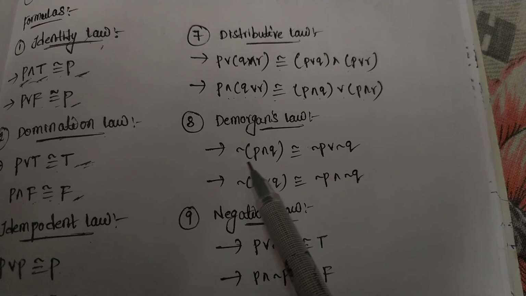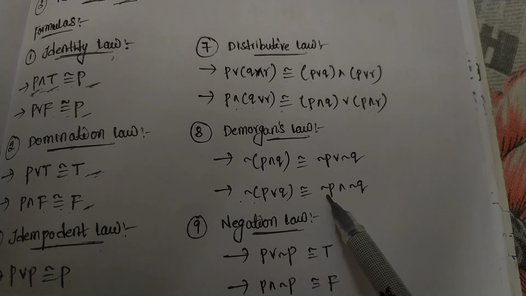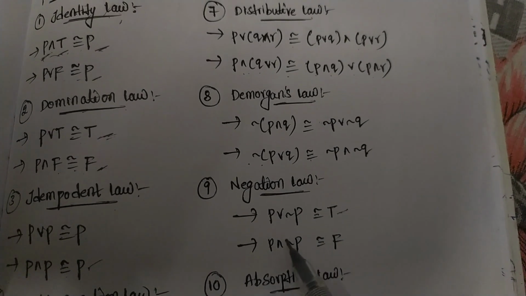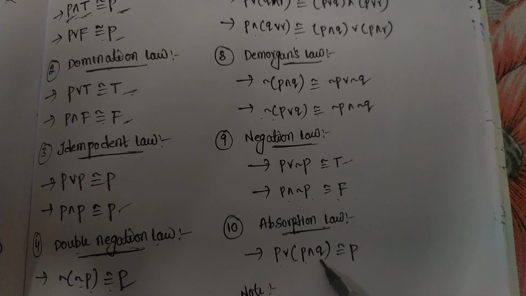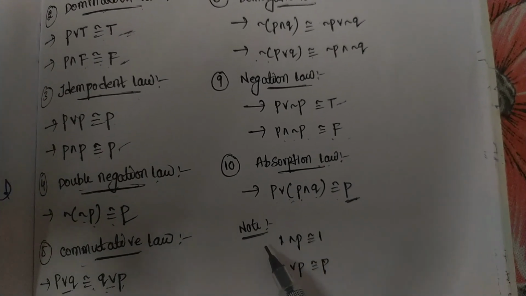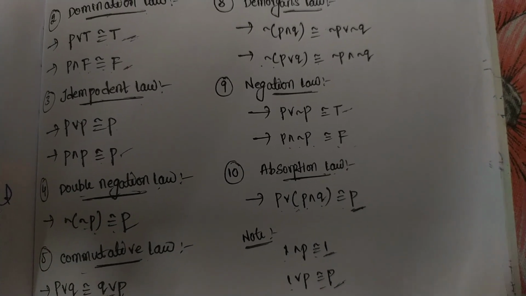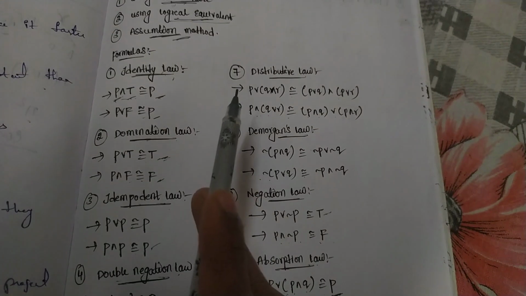The eighth one is De Morgan's law. That is, the first one is negation of (P and Q) is equivalent to negation P or negation Q. The second one is negation of (P or Q) is equivalent to negation P and negation Q. The ninth one is the negation law, that is P or negation P is equivalent to true, and P and negation P is equivalent to F. The tenth one is the absorption law, that is P or (P and Q) is equivalent to P only. Here in the absorption law we have some notes, that is 1 and P is always equivalent to P, and 1 or P is always equivalent to 1. So these are the most important equivalence laws which are used to solve logical equivalence problems.